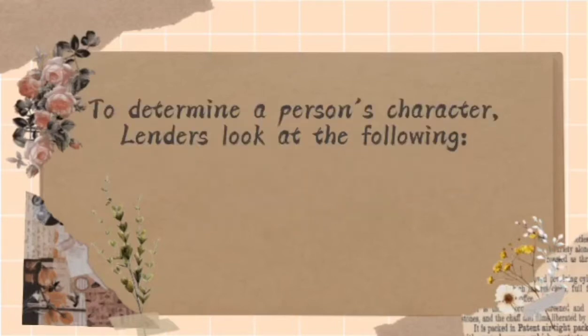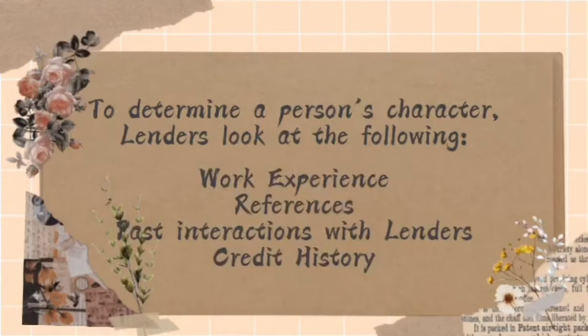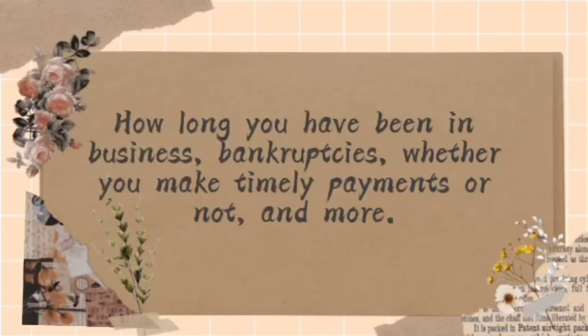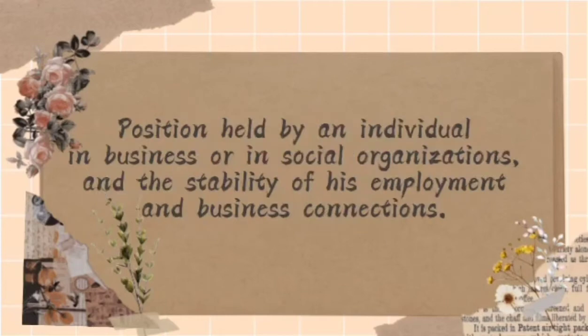To determine a person's character, lenders look at the following: work experience, to confirm consistent income, references, past interactions with lenders, and credit history. Credit history will let lenders view your credit report and credit score for information. This information lets them know how long you have been in business, bankruptcies, whether you make timely payments or not, and more. Other evidences of character are the position held by an individual in business or in social organizations, and the stability of his employment and business connections.